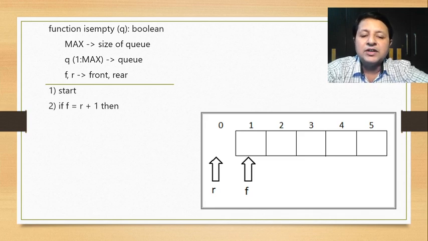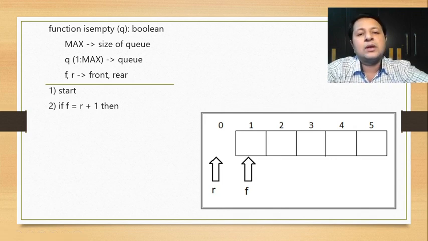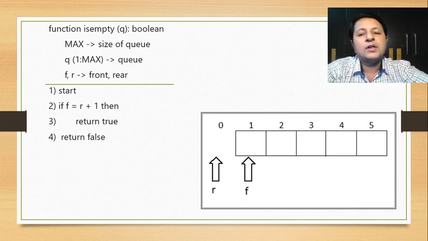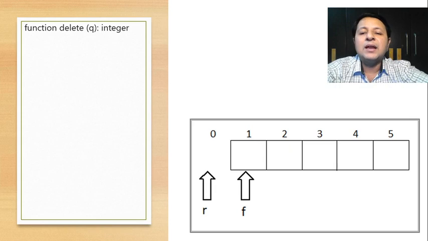Now when we'll insert the first element, my F and R will be same. Both will be at 1. Now if I delete that element, my F will still again go ahead of R. And that is called intermediate empty. But if you see, the condition is still same, that F is R plus 1. So let that be any condition, intermediate empty or initial empty, the condition for checking is F is equal to R plus 1. Then it is true. Otherwise it is false. Fine, so that is isEmpty. Let's go ahead with delete.